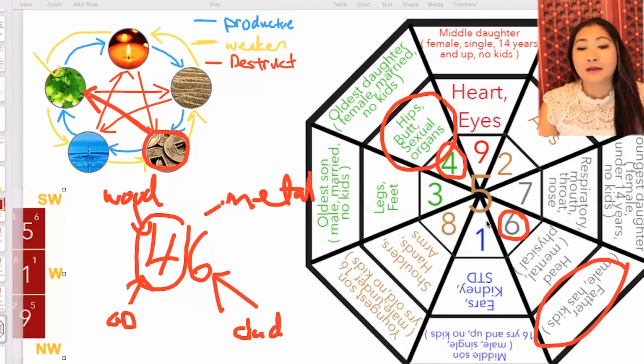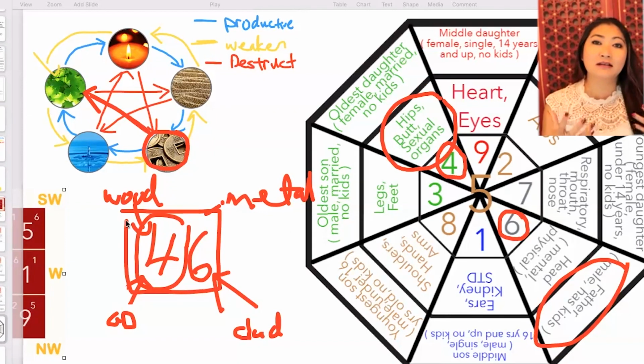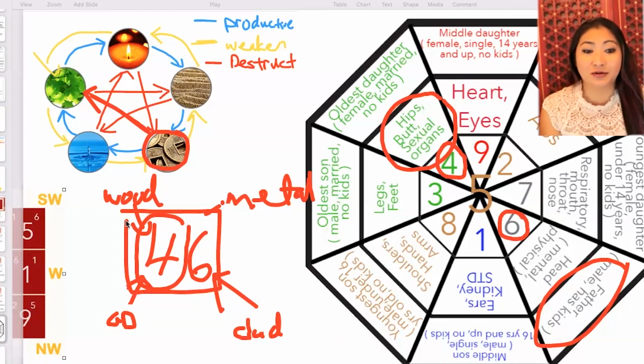It could be like vaginal cancer, testicular cancer, breast cancer. So you want to make sure that someone who has the potential to develop that does not use that room. So who would be the safest to use this room? You can put other males in there, except for the patriarch.